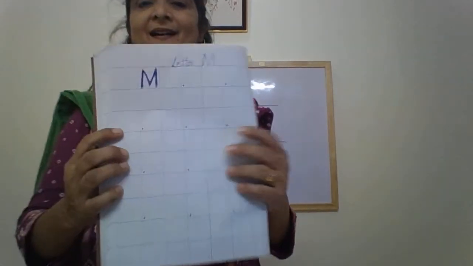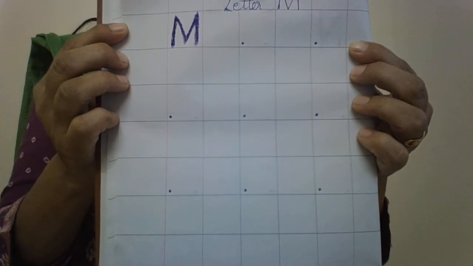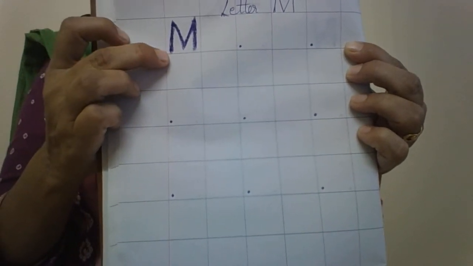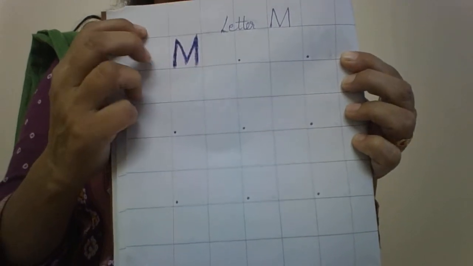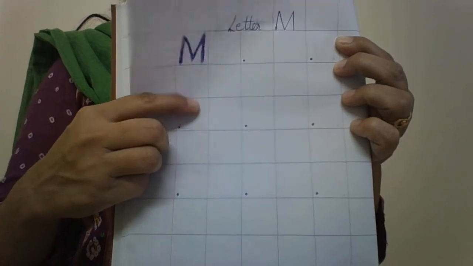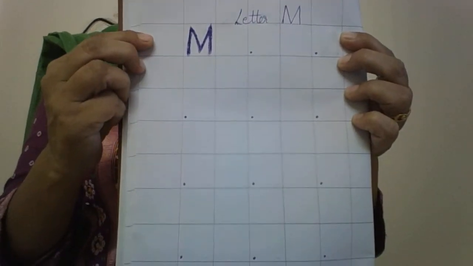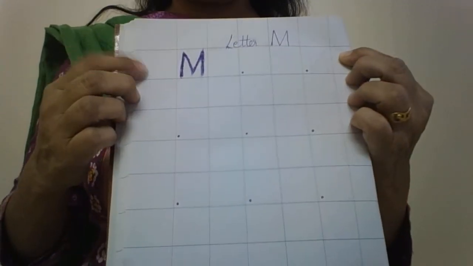And we also need to write it in our notebook. Alternate squares. Start from the bottom. Up, down, up, down. 2 times up, down. Up, down 1 time. Up, down 2 times. Letter M. Don't write in the margin.